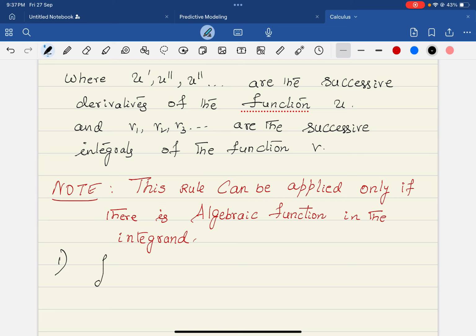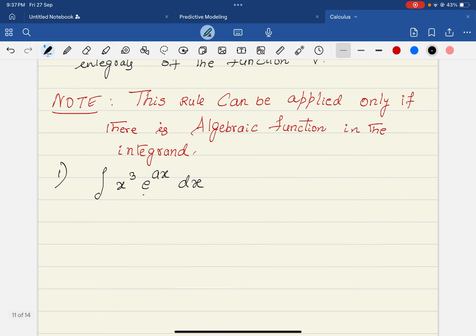For example, suppose the integral of x cube e raised to ax dx is there. Now, what is the function? An algebraic function is there, correct? So there is an algebraic function. Therefore, this rule definitely we can apply. So now let us see. When I say this is an exponential function, therefore that is dv, of course. Then let us have u as x cube and dv as e raised to ax.